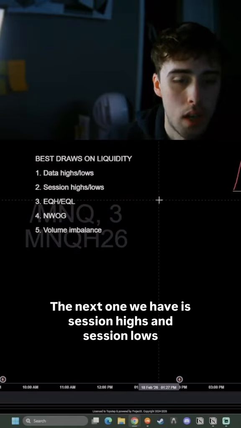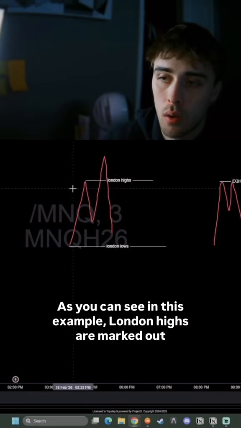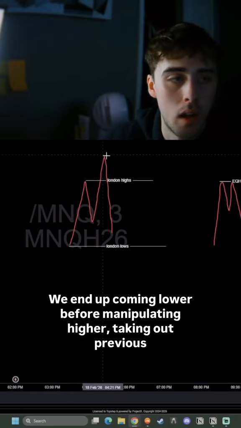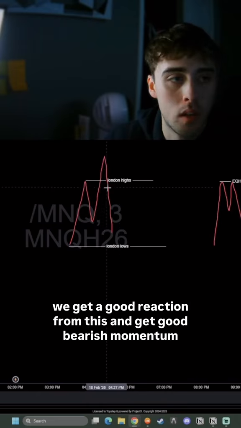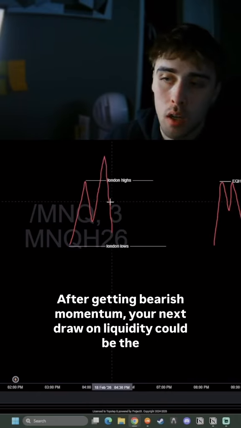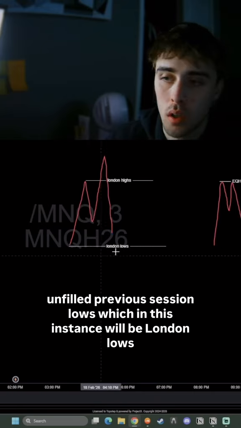The next one we have is session highs and session lows. As you can see in this example, London highs are marked out. We end up coming lower before manipulating higher, taking out previous session highs, to get a good reaction from this and get good bearish momentum. After getting bearish momentum, your next draw on liquidity could be the unfilled previous session lows, which in this instance will be London lows.